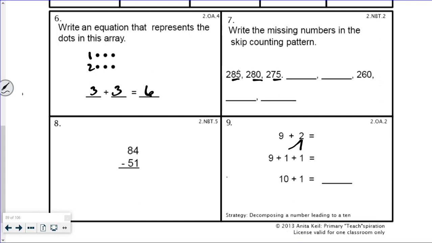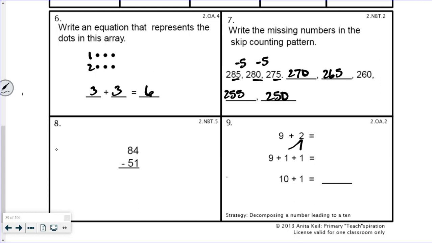Alright, so the pattern is subtracting. I can see that. And it looks like we're subtracting 5 ones each time. Okay, so this is going to be 270. This is going to be 265. 60 minus 5 is 55, so 255. And then 255 minus 5 equals 250. Make sure you have that one correct.